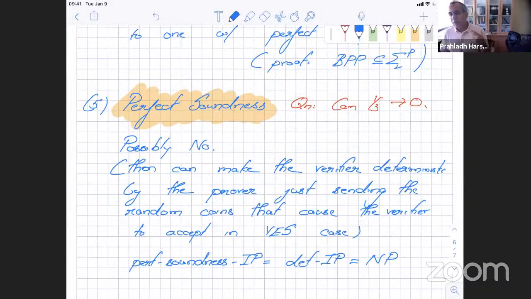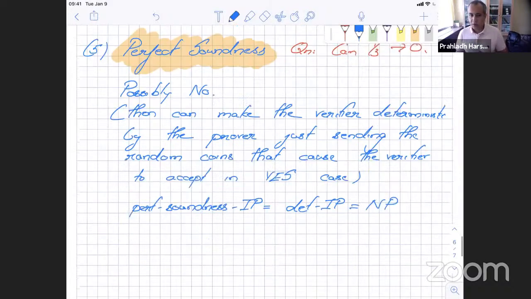For instance, if you believe graph non-isomorphism is not in NP, there's no way in hell that in that protocol you can drive the soundness from half all the way to 0. You can make half anything close to 0, but not 0. Okay. Any further questions? These are the remarks.